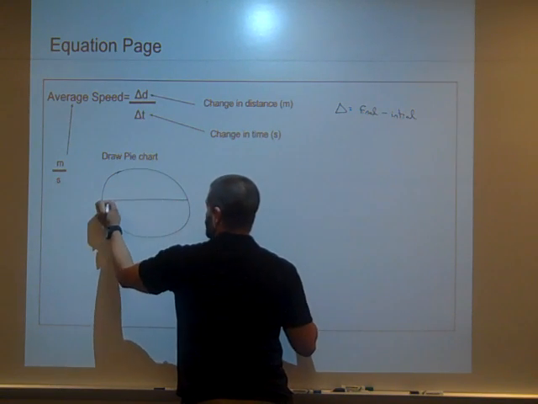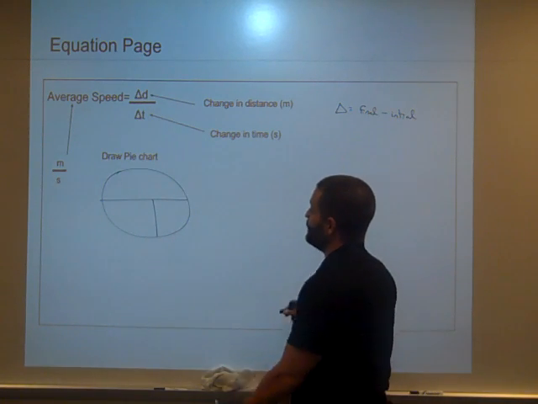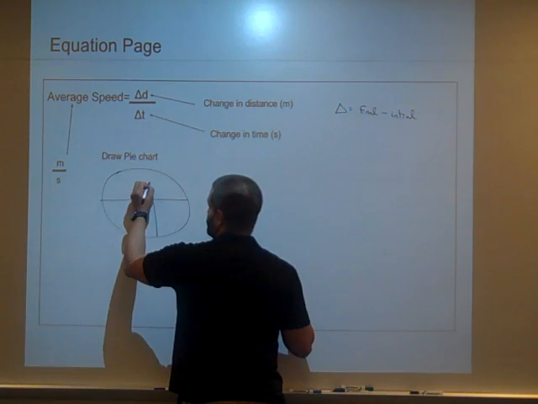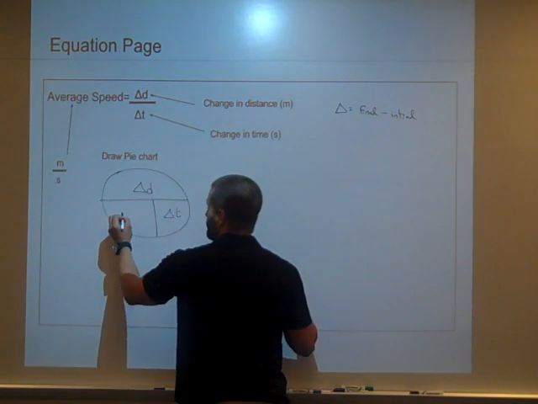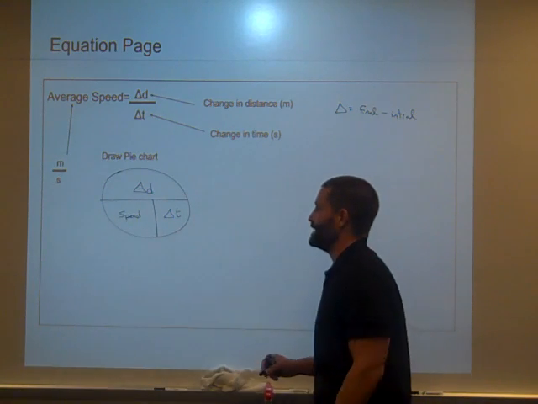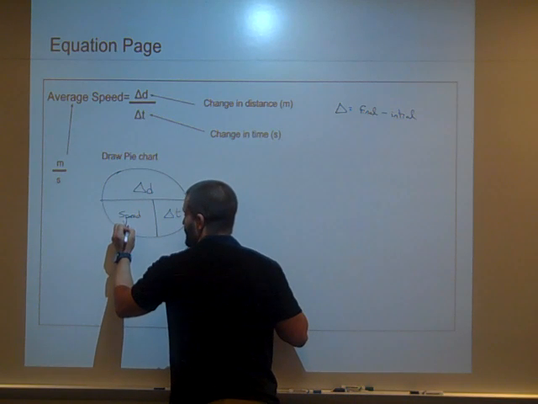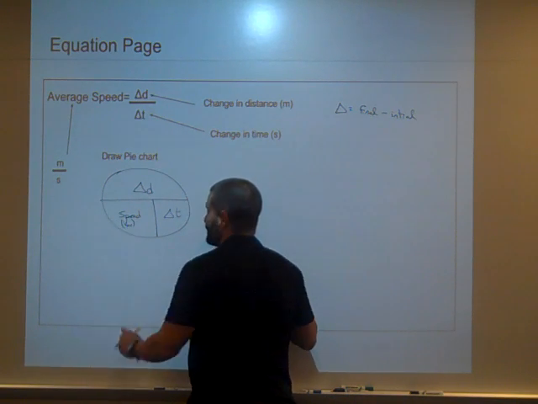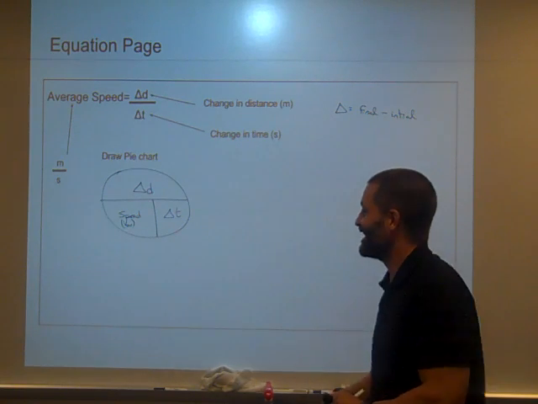Okay? Just like this. All right, now I'm going to put delta D on top and then these two on bottom. You can put average speed if you want, but I'm just going to put speed in there. You could also put V, the average of the velocity, in here. Okay?